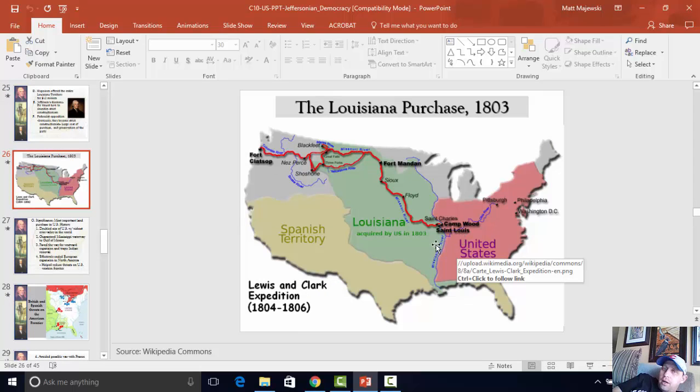All right. Anyways, Louisiana is going to be approved by the Senate. Look at this massive amount of land that we acquire for just $15 million.